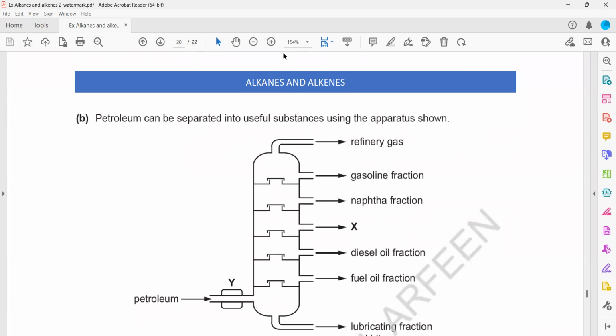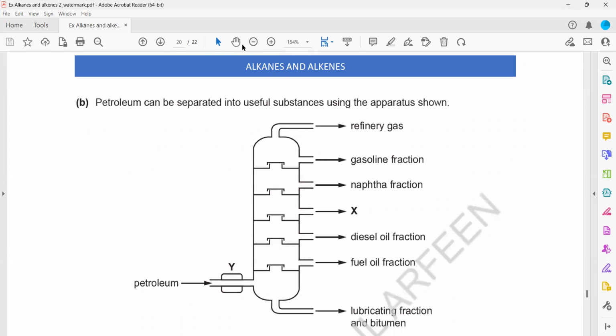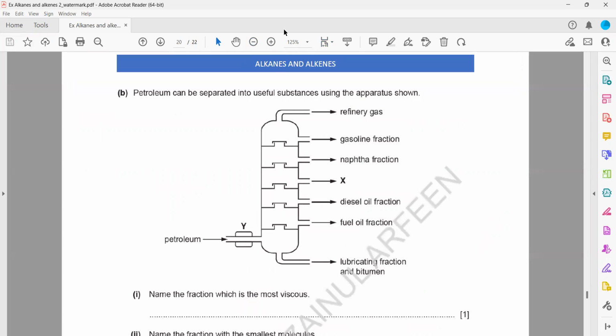Petroleum can be separated into useful substances using the apparatus that is the fractionating column. You can see different fractions are there: refinery gas, gasoline, naphtha, X, then diesel oil, fuel oil, and lubricating fractions or bitumen. Name the fraction which is most viscous or thick. Bitumen, because as we go down, the number of carbons increases and it becomes more viscous or thick.